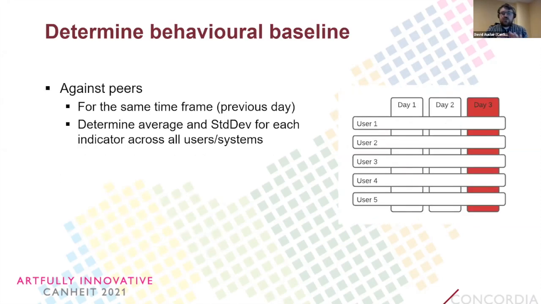There are two main ways to determine the baseline behavior. The first is against peers. For the same sample period, which could be a specific day or even several days combined, we'll determine the average and the standard deviation for each indicator across all users or systems.